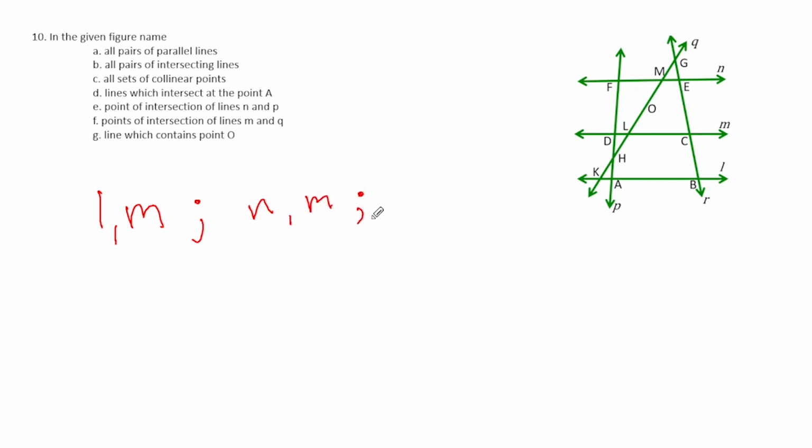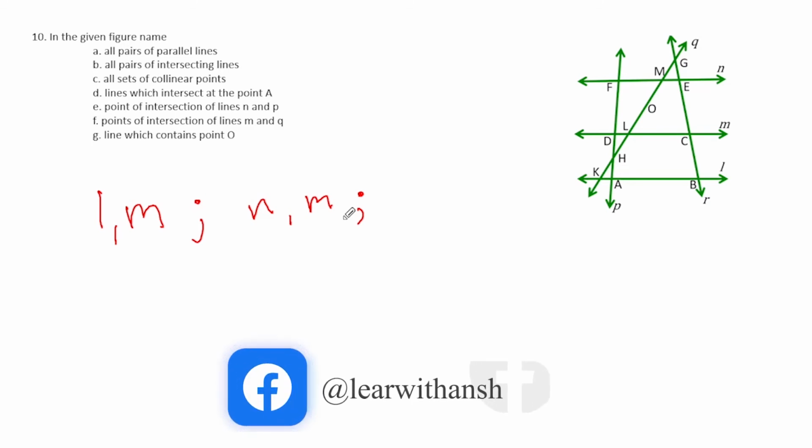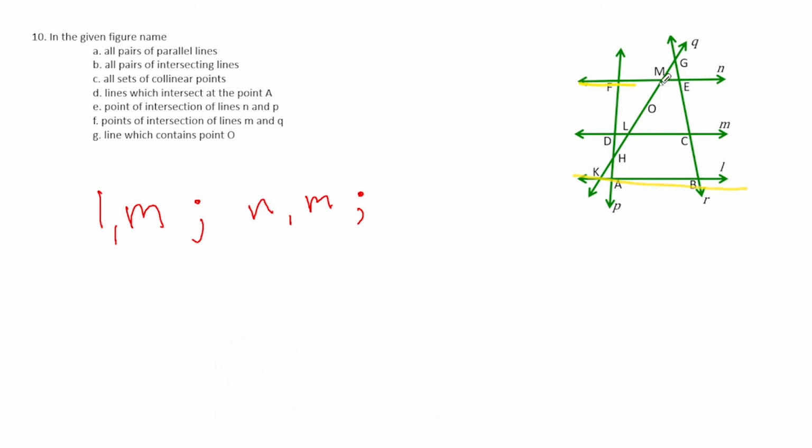Then we have L and N. Line L is parallel to line N. They both are at equal distance. So L and N are parallel. These are the pairs of parallel lines possible. Let's move on to the next one.